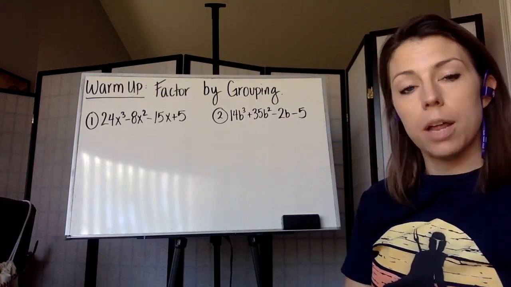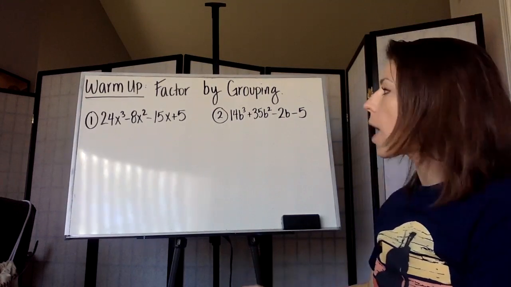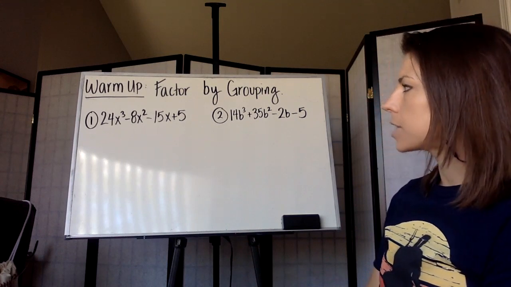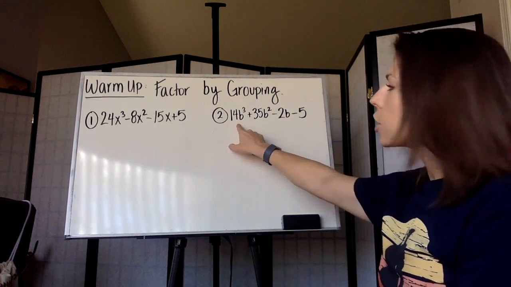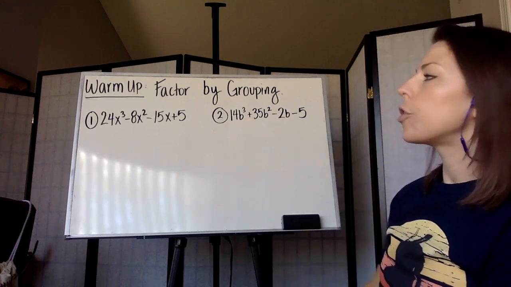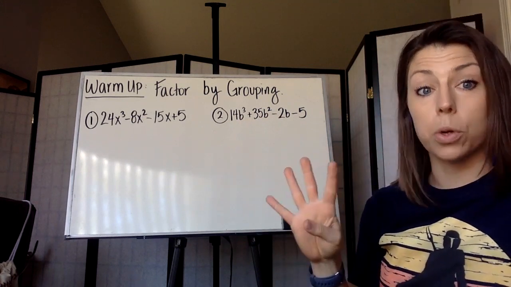and what we went over on Monday and Tuesday. So for those of you following along, number 1, 24x cubed minus 8x squared minus 15x plus 5. Number 2, 14b cubed plus 35b minus 2b minus 5. The way that you can tell that this is a factor by grouping example is that it has 4 terms.